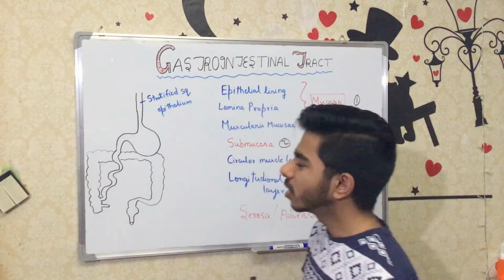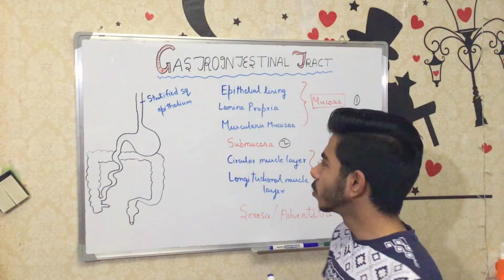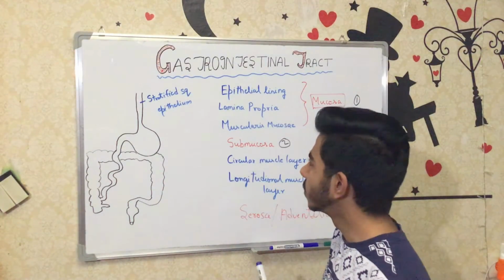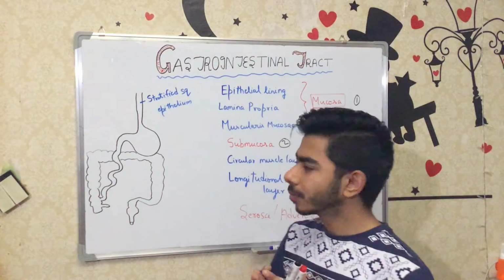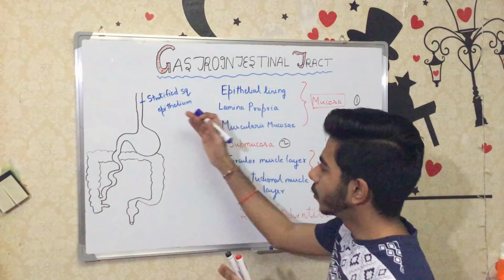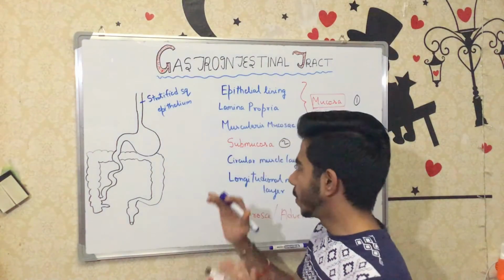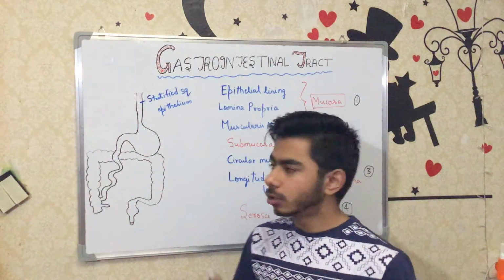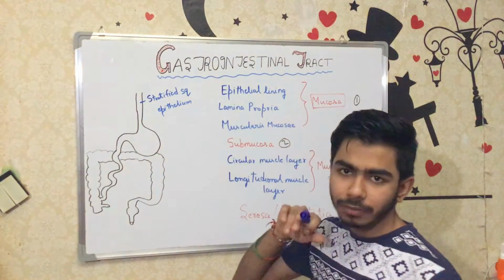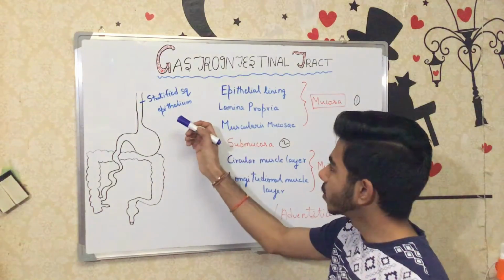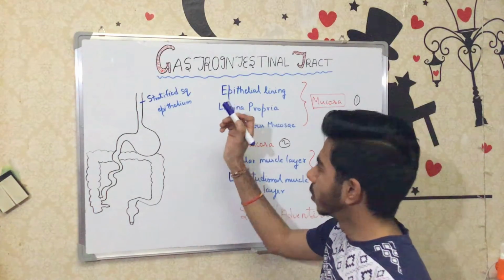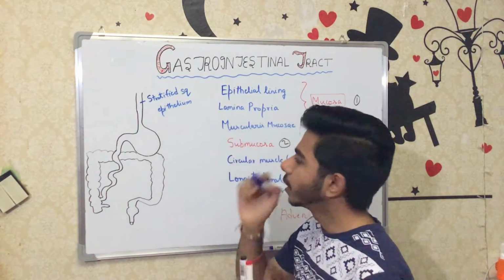About the details of the epithelium, I have already made a video on it, so you can watch that video for the epithelium details. Here I am talking about what kind of epithelial lining is present in the various parts of the GIT. So in the esophagus, the first part of our gastrointestinal tract, it is lined with the stratified squamous epithelium.